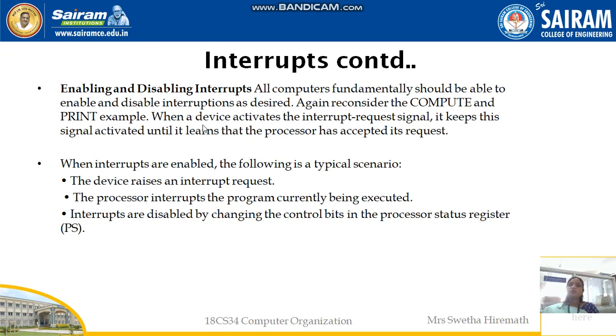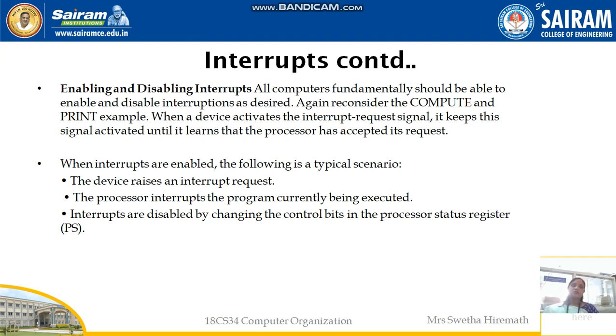Then next, moving to enabling and disabling interrupts. All computers fundamentally should be able to enable and disable interruptions as desired. Again, reconsider the compute and print example. When a device activates the interrupt request signal, here the print routine will be activating the interrupt request signal in our program. It keeps this signal activated until it learns that the processor has accepted its request.